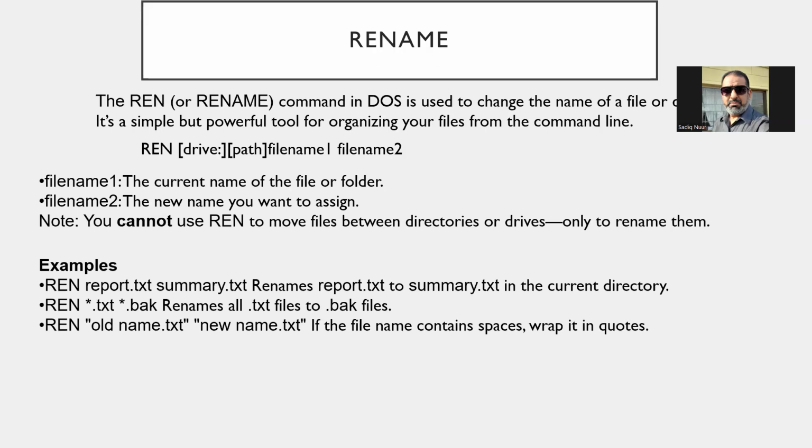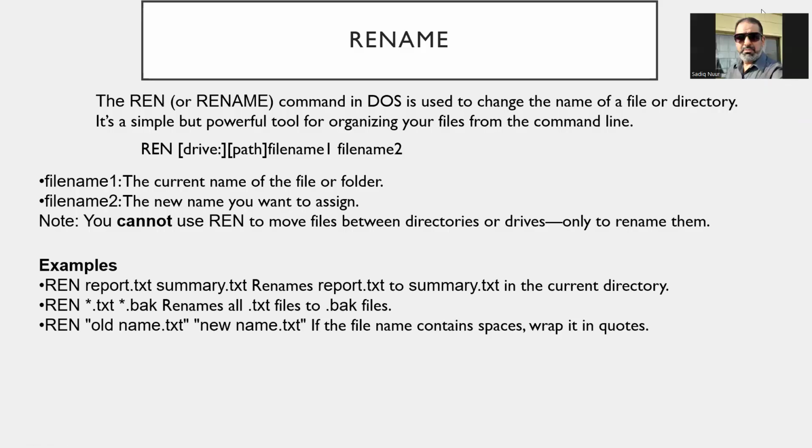The next one we have is rename. The rename or ren command in DOS is used to change the name of a file or directory. It is a simple but powerful tool for organizing your files from the command line. So the command is ren first. You don't need to write the whole word. Ren, then the location of the file you want to change.